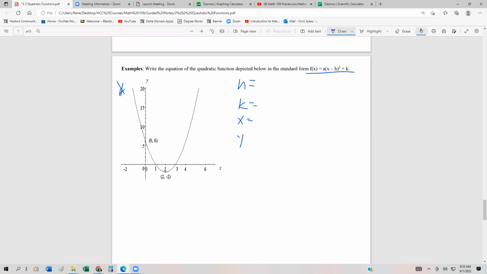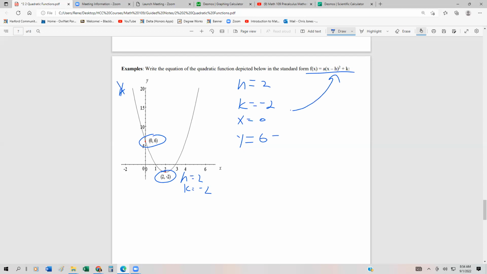So it's pretty clear that right here we have that h is 2 and k is -2. So it's going to be 2 and -2. And then another point that exists on the parabola is right here at the point (0, 6). Let's now plug all those back into the form and try to solve for a.